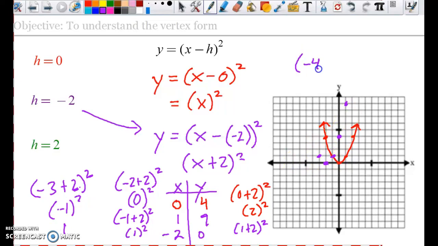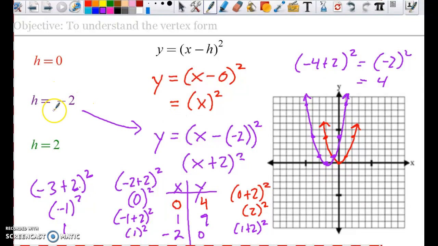Let's do -4 plus 2 squared. That's -2 squared, and that's 4. So at -4, I have 4. And you see my parabola is now moved over a couple units. And you see that my parabola is the same shape. It's not wider or narrower. It's the same steepness, but it's been moved over. How many units? 1, 2.